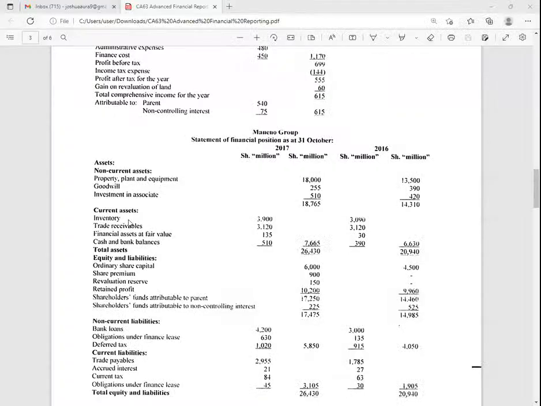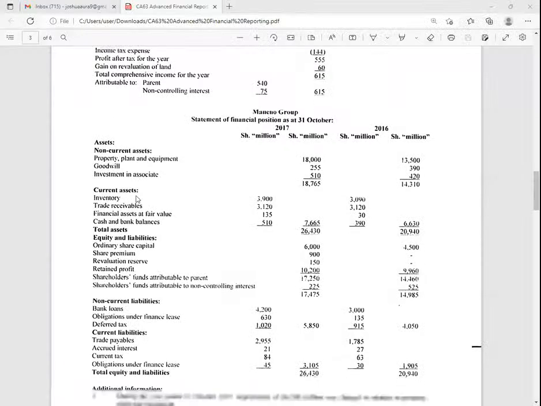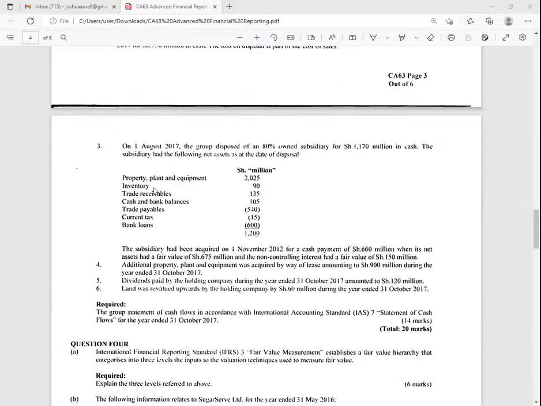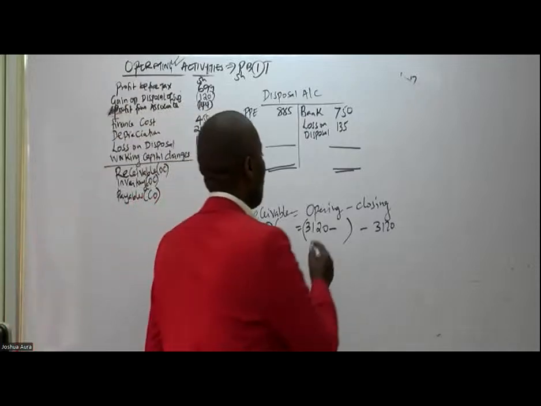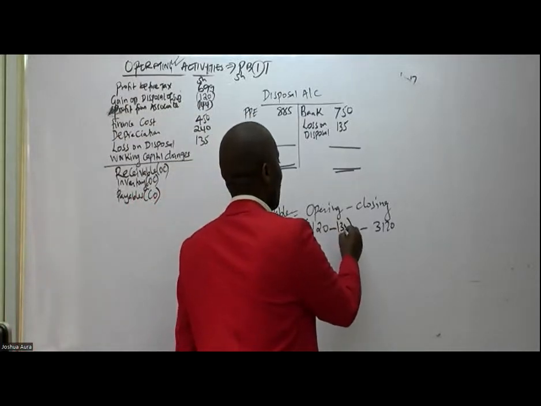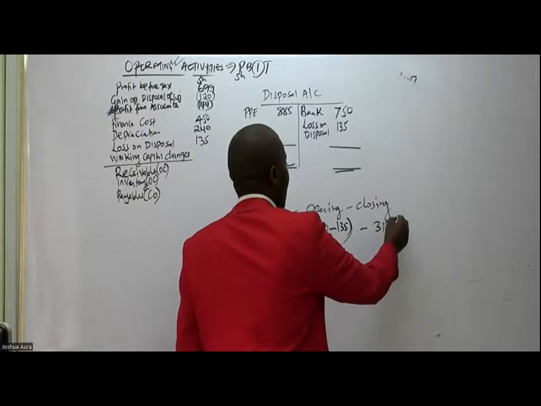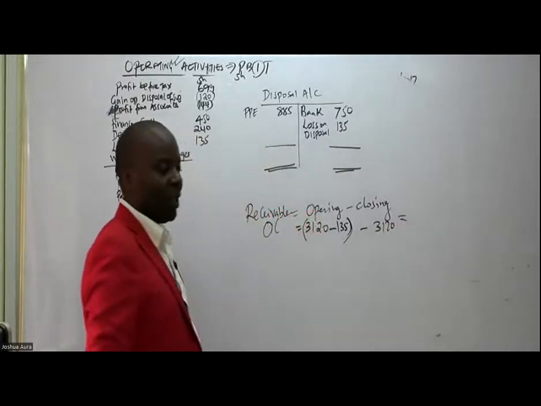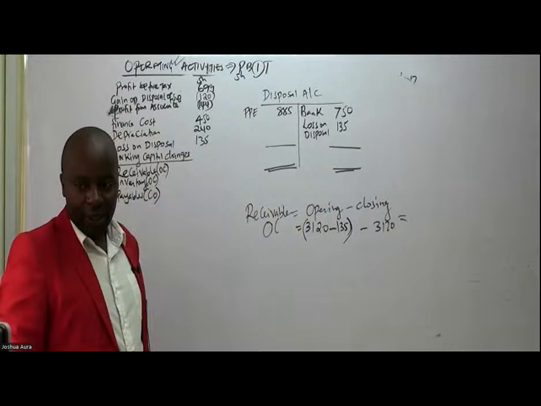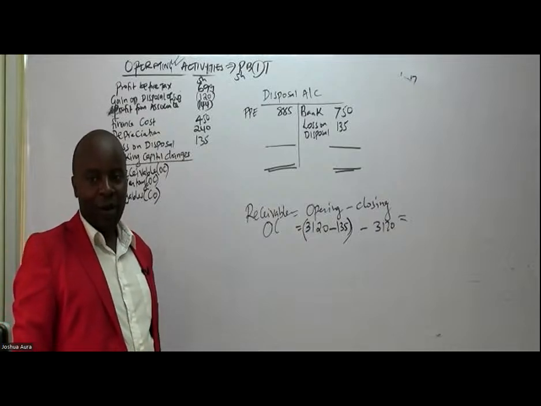The subsidiary that we sold here, we are told, went out with receivables of 135. So in this case, because it's a disposal, I'll subtract here. So minus 135, like that. Could you kindly give me the final answer? What do we have there?